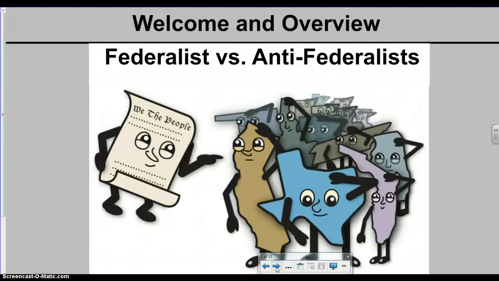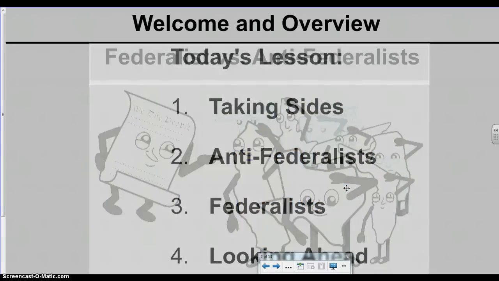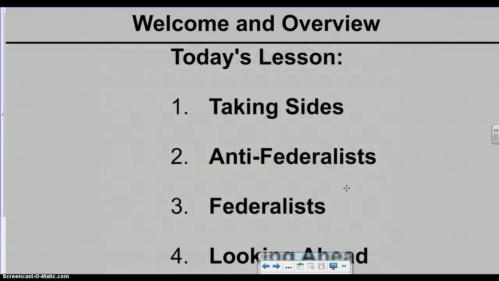So for today, as we look at these two different groups, we'll of course do a little bit of review and remember where we're coming from as we take sides after the ratification of the Constitution. We'll see who these Anti-Federalists and Federalists are. We'll take a look at some of their leaders, arguments, strategy, some of the pros and cons of each group, and then we will look ahead to see how this is going to impact the future of American history.